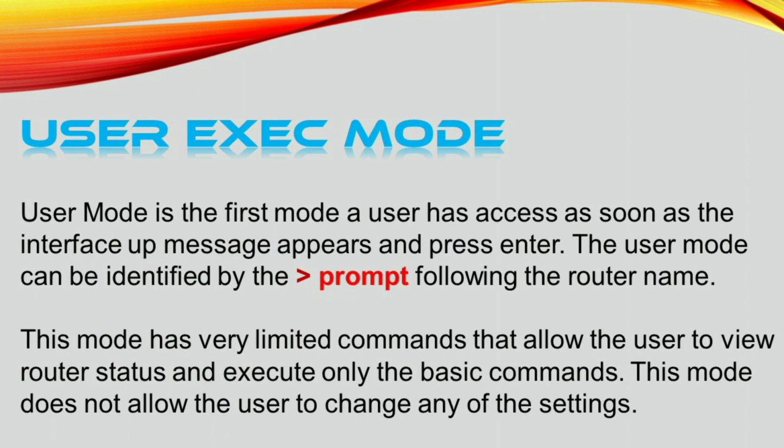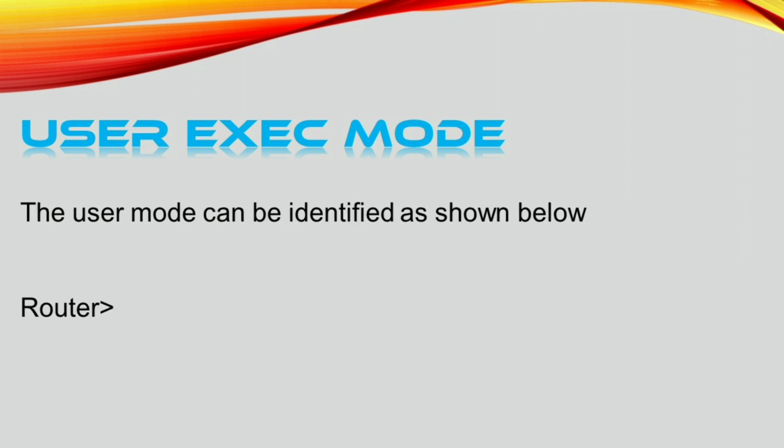User execution mode is the first mode a user has access to as soon as the interface up message appears and you press enter. The user mode can be identified by the greater than prompt following the router's name. This mode has very limited commands that allow the user to view router status and execute only the basic commands. This mode does not allow the user to change any of the settings. The user mode can be identified as shown below, router greater than symbol.